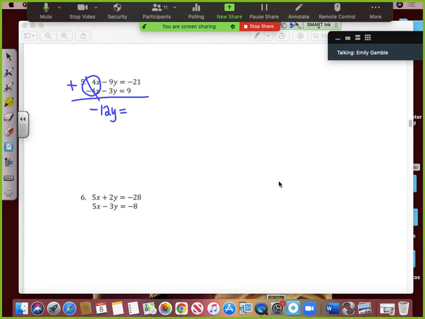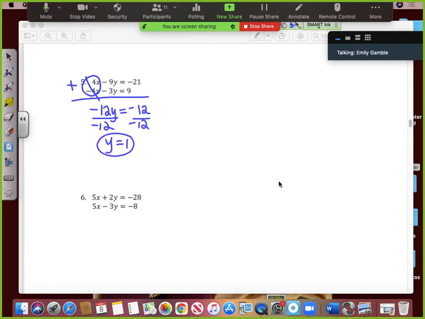And you have to just be careful when you do this because you want to make sure your negatives are in the right spot, and you need to understand what numbers you're adding and subtracting. So negative 21 plus 9 is negative 12. So we get negative 12y equals negative 12. We will divide both sides by negative 12 and get y is equal to 1.